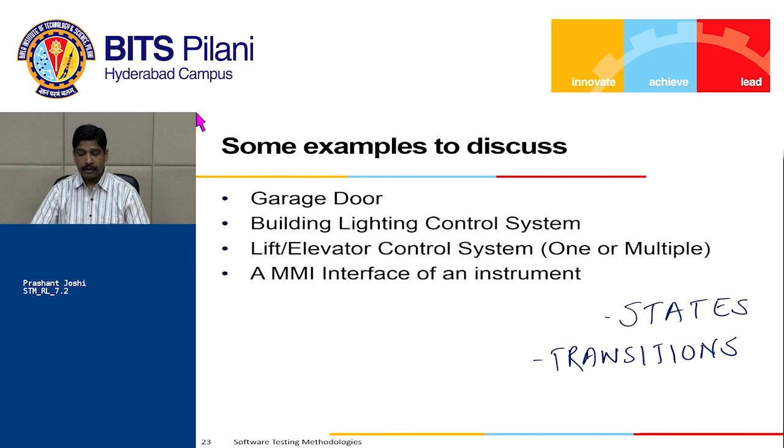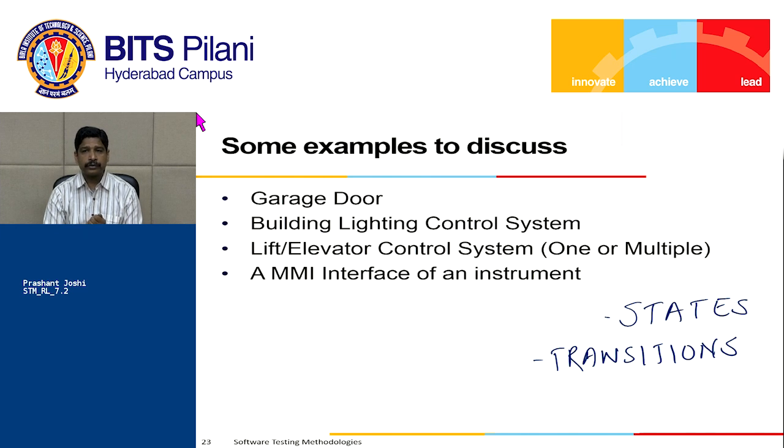Now let's spend some time on systems of day-to-day use and how we could model them. There are 4 systems, out of which one is very well understood: lift elevator control systems, one or multiple lifts which could be available in any building. So that's what you know of. You will be able to model the system on your own.